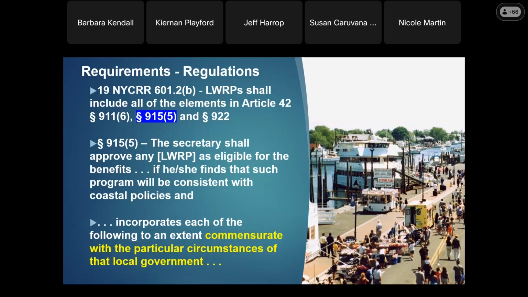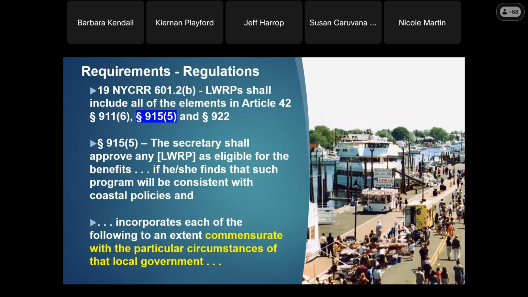Another term you'll often see in the legislation is "commensurate with the particular circumstances of that local government." It's a term that appears several times in the statute and the regulations, and we will emphasize this phrase as we go through this training. What this means is that topics important to the community should be addressed in a comprehensive way in the LWRP. But if a topic is not a priority, it doesn't always have to be addressed comprehensively in the LWRP. The community should explain that the topic is not commensurate with their community and address why it is not commensurate.